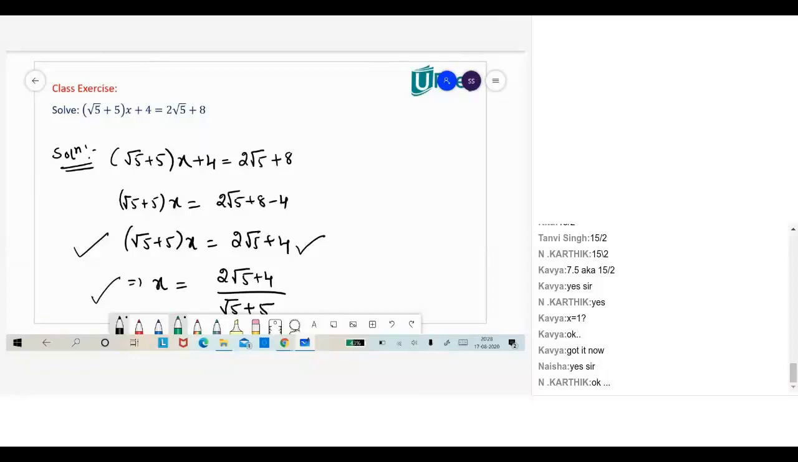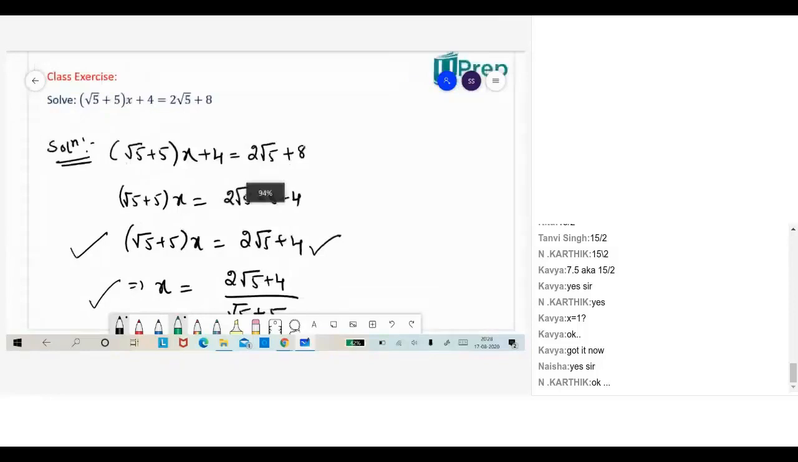Simplifying means you take the common term in the numerator and the common term in the denominator and cancel out the common terms in both. But here you don't have common terms, so let it be. We'll come across questions where you have to solve those expressions, but here we are only concerned with finding the value of x. So that is your x.